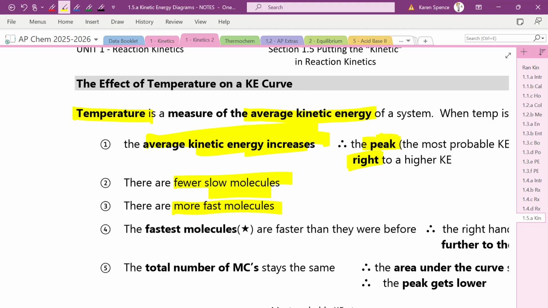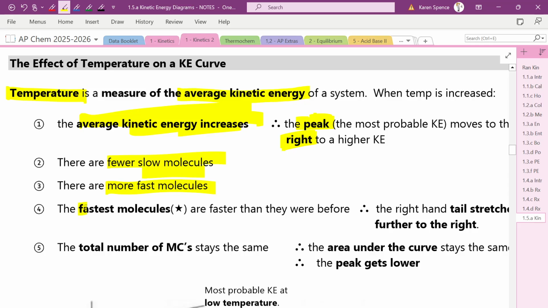The fastest of the molecules, so the end of that curve, is going to be further to the right than before. So the fastest molecules are further to the right. So the tail is going to stretch out further to the right.